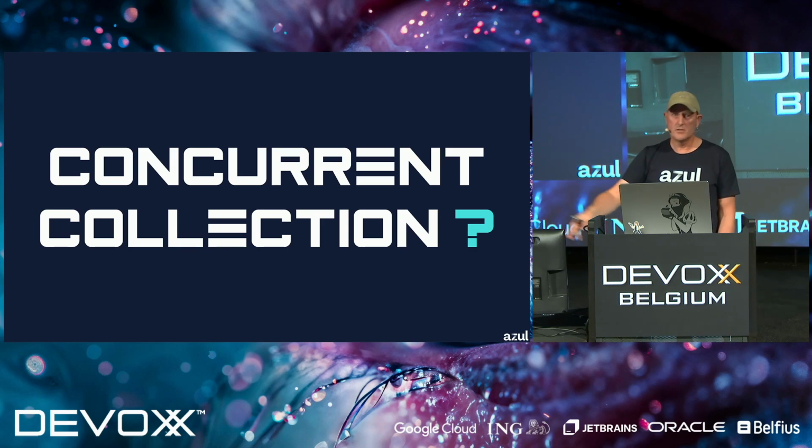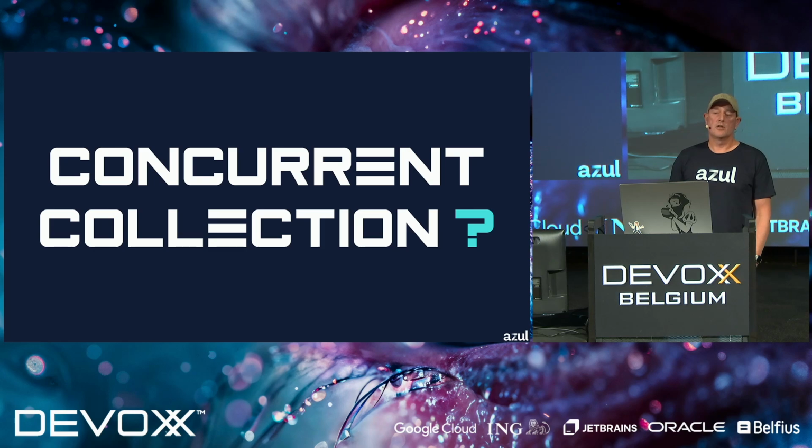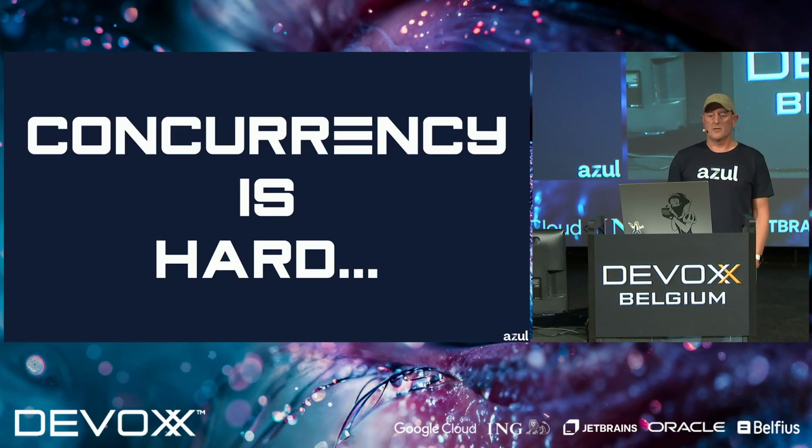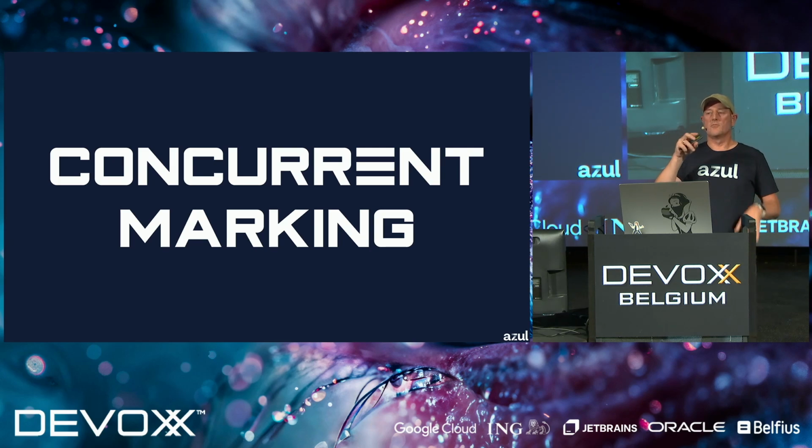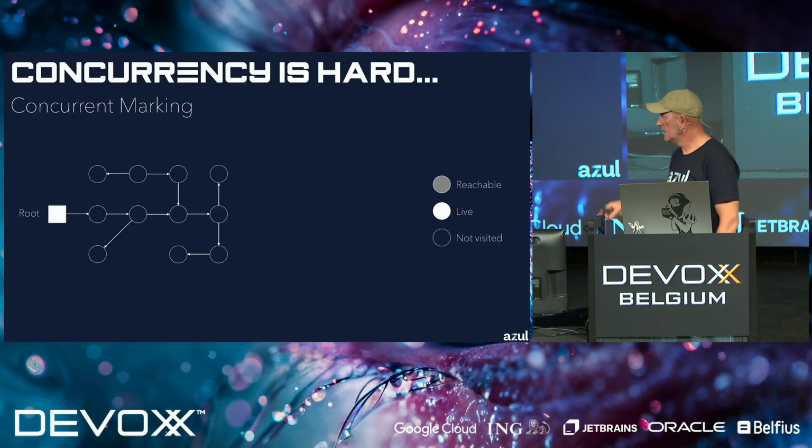We stop the world, everything is serial. What about concurrent? I mean, concurrency is hard, we know that. So what if we would like to mark things at the same time where we allocate stuff? Well, let's take a look at it. So, stack frame on the left, this is our root for the garbage collector. And now we start following the references.